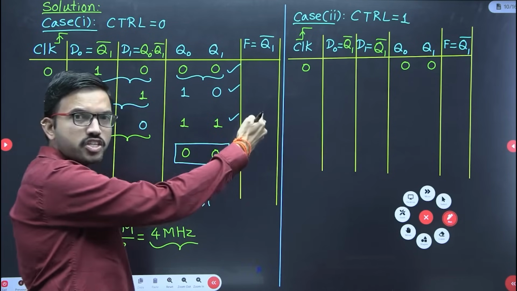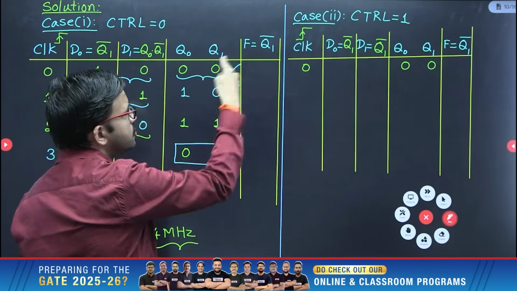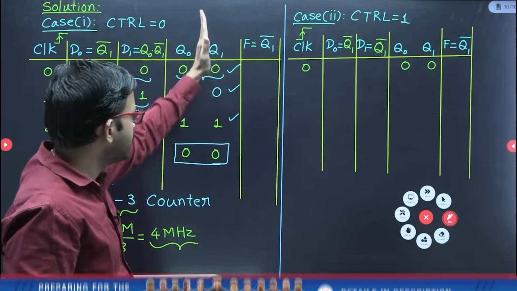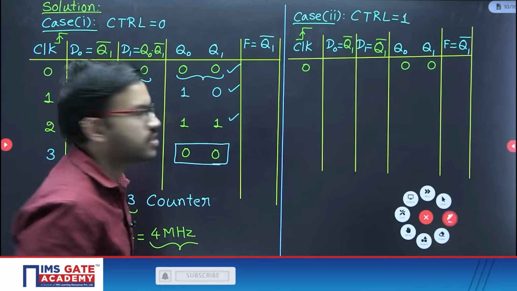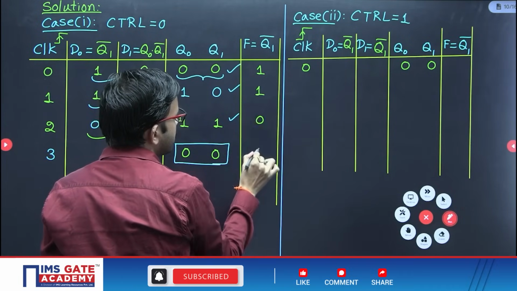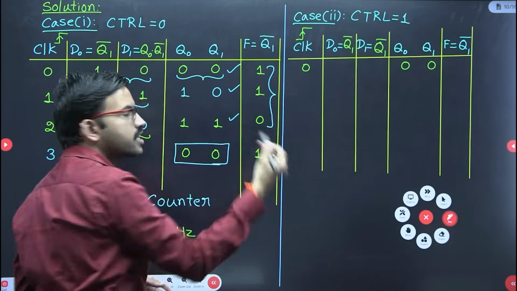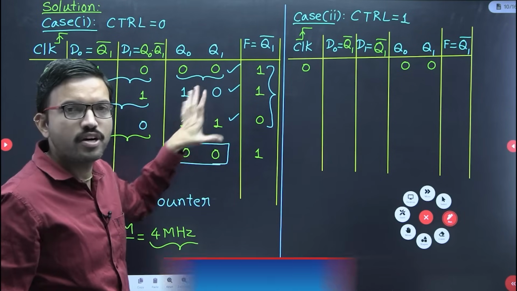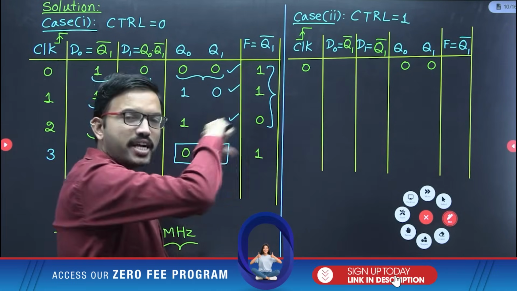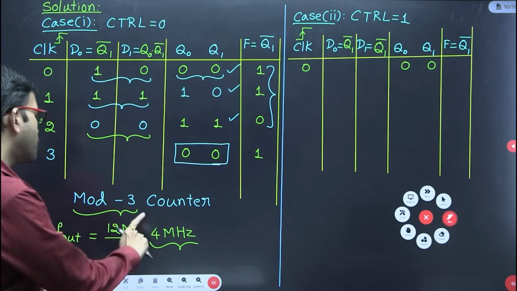Just continue one more step. Whatever Q1 values you got, you can substitute them. Since you are having Q1 bar, whatever the column you got here, just complement it. That's all. Here 0 will become 1, 1, and then 0, and then 1. Once again, if you carefully observe, these three states are repeating. If you draw the waveform, you are getting 1, 1, 0, 1, 1, 0. That particular pattern will repeat. So from there also you can answer the same, 4 megahertz.